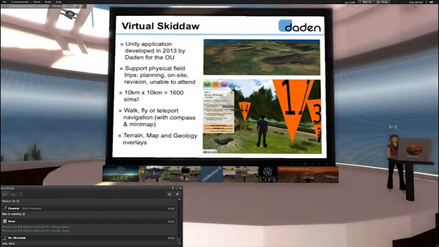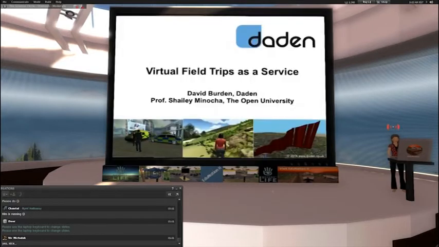These activities were already designed for the Skiddaw mountains, and many of them were available on a DVD. When we got this funding in 2013, we thought, why not make a 3D virtual field trip to the Skiddaw mountains, so that whatever activities we had in our materials and on our DVD, we would develop into this 3D application. Daden was the company who worked with us to develop this, and the application has been developed in Unity 3D.